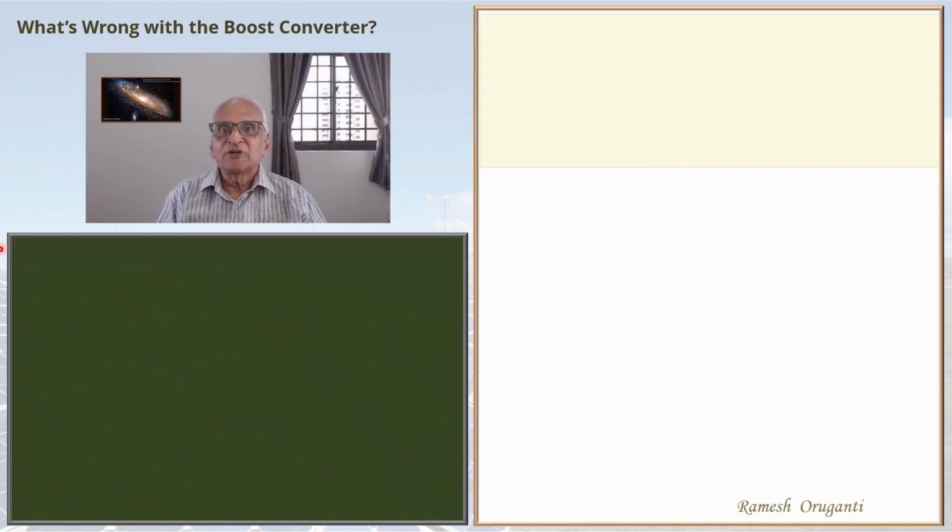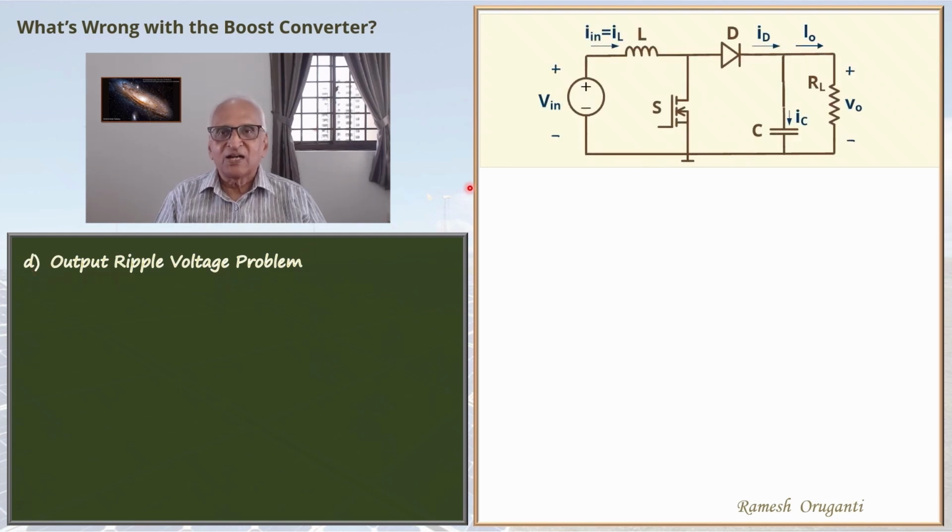The next problem that we are going to be looking at is the output ripple voltage problem. It is more difficult to meet the output ripple voltage requirement with a boost converter when compared to a buck converter. This problem occurs in a few other converters also, for example in the buck boost converter.